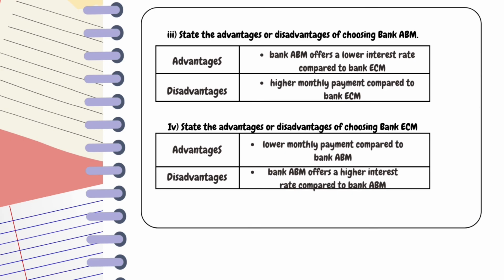For Roman 3, state the advantages or disadvantages of choosing Bank ABM. The advantage is Bank ABM offers a lower interest rate compared to Bank ECM. For the disadvantage, it has a higher monthly payment compared to Bank ECM. For Roman 4, state the advantages or disadvantages of choosing Bank ECM. For the advantage, lower monthly payment compared to Bank ABM. For the disadvantage, Bank ECM offers a higher interest rate compared to Bank ABM.